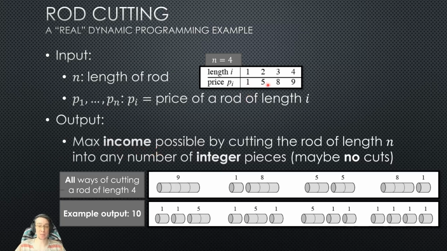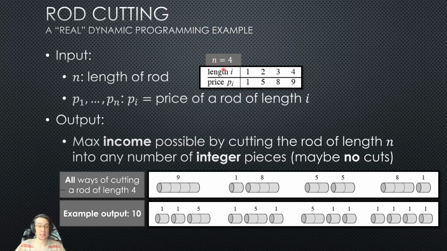So the sum of all the prices of all the lengths that you can make by cutting the rod into any number of pieces. And those pieces have to have integer lengths, and their lengths obviously have to sum up to the original length of the rod, n. And maybe the correct answer is to just sell the entire rod.